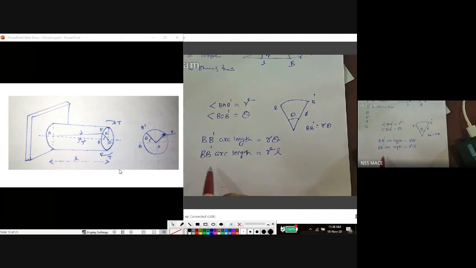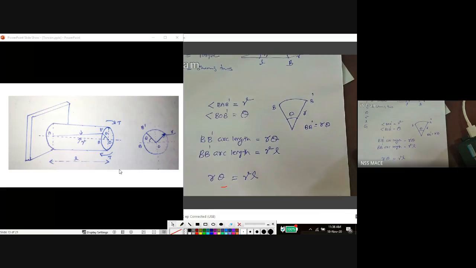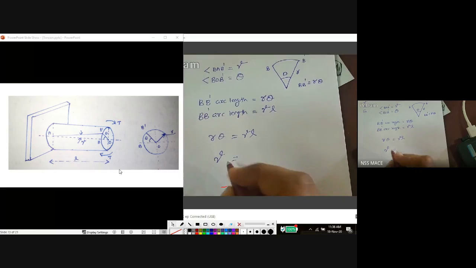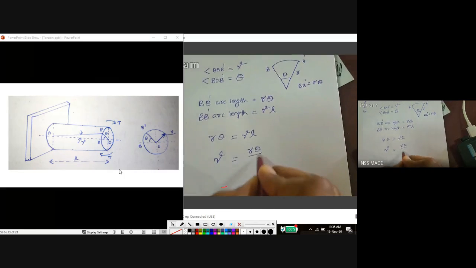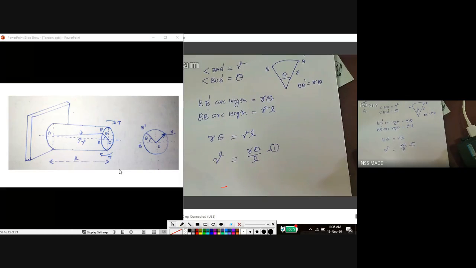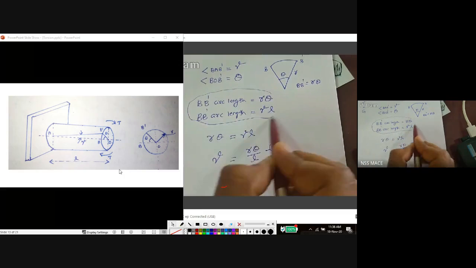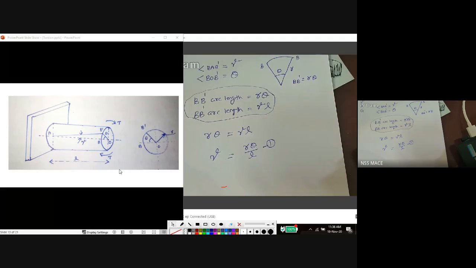From this we can write R theta is equal to gamma L. From this we got gamma is equal to R theta by L. This is equation number 1. So this is the concept: both the arc lengths are the same.